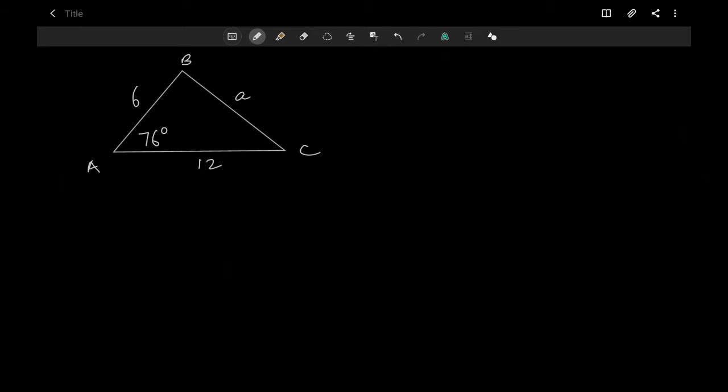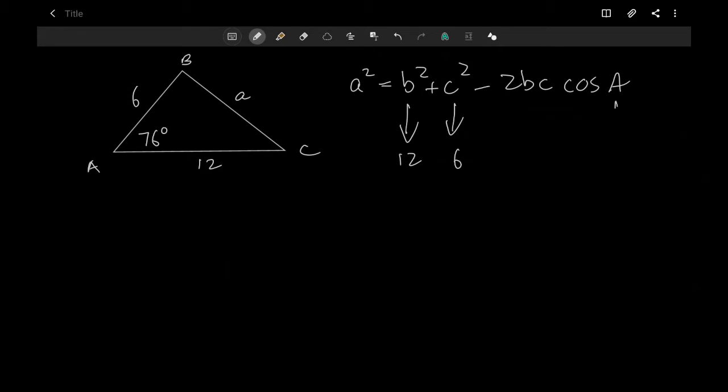In this example, we're given a triangle ABC with two sides and an angle, and we're asked to find the length of the third side. We know that the cosine rule states a squared is equal to b squared plus c squared minus 2bc cos A. We know that B is 12, C is 6, and A is 76 degrees. Let's plug those numbers into the equation.